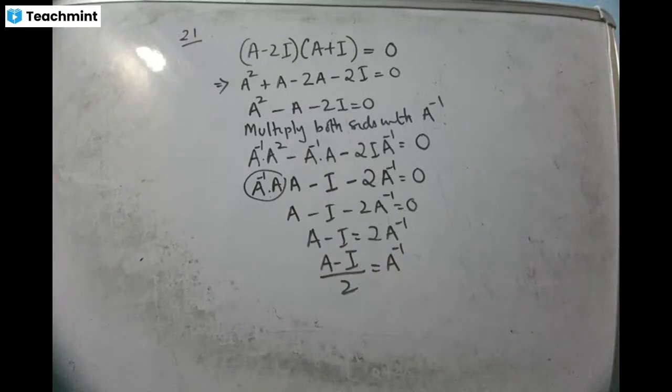So out of the four options, the right option is capital A minus I divided by 2. This is the correct option. So this is question number 21.